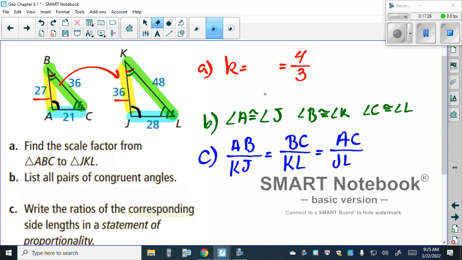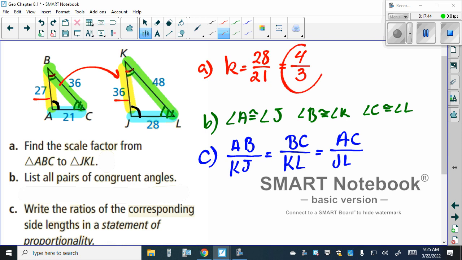I'll just erase this here. Because the last one we had was 28 over 21, yes? Well, 7 will go into both of those, yes? How many times does 7 go into 28? 4. How many times does 7 go into 21? 3. So we get the same scale factor. So no matter which sets of sides we pick, as long as we have the corresponding ones, we'll get the same scale factor. Any questions on this here?